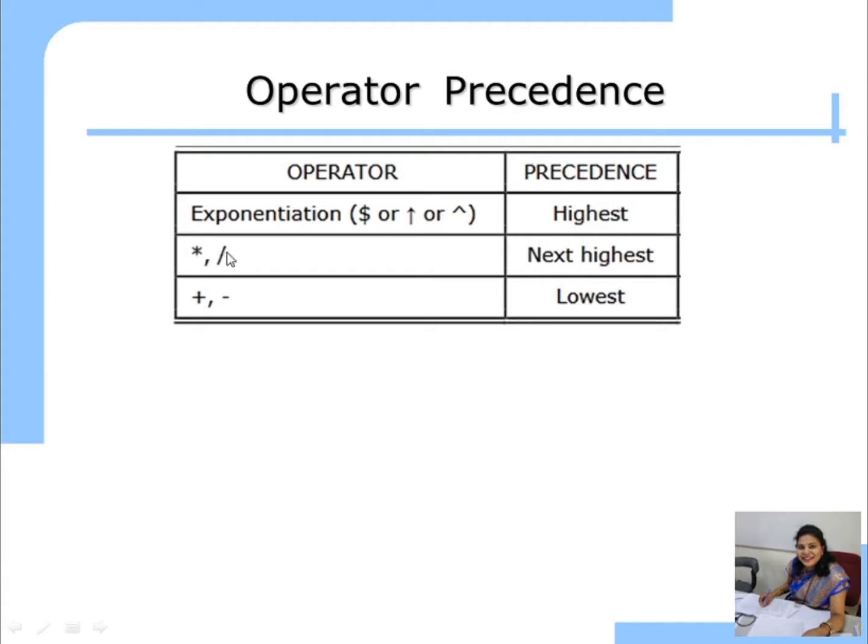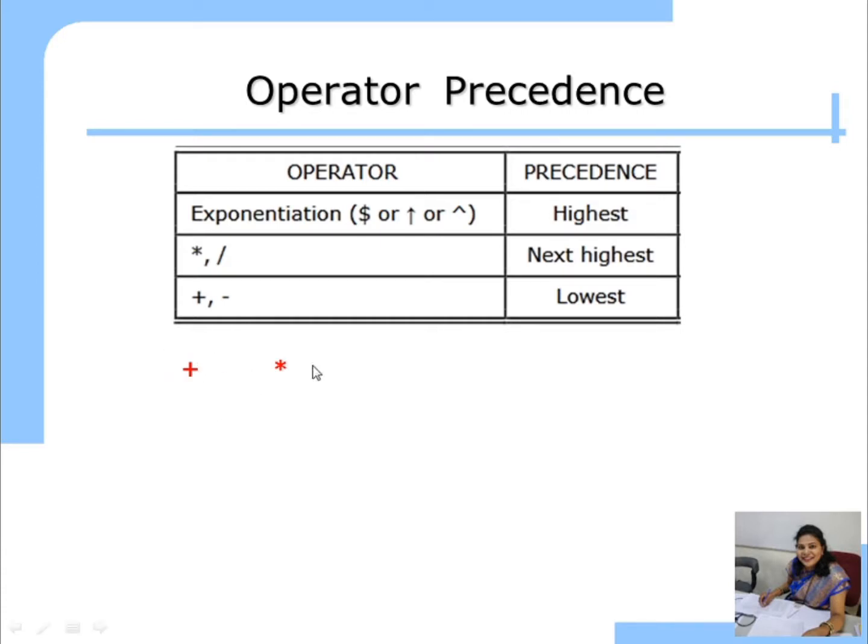Next is the multiplication and division. This is the next highest. And at the lowest part there is plus and minus, so plus and minus have equal priority. But if we compare plus with multiplication, multiplication is higher than plus. So we are going to compare this. Now tell me, plus and multiplication, which sign will come here?